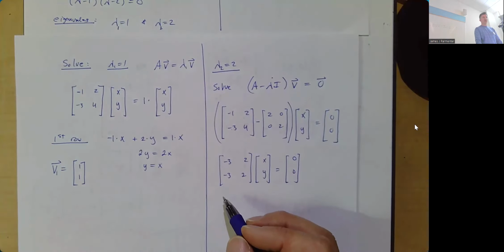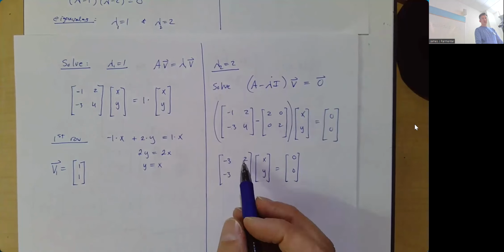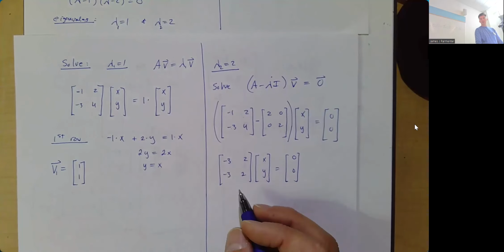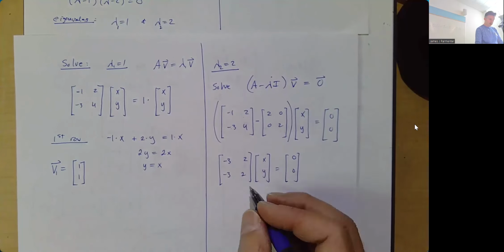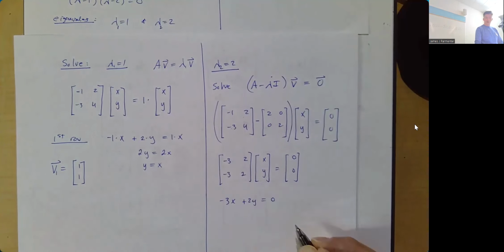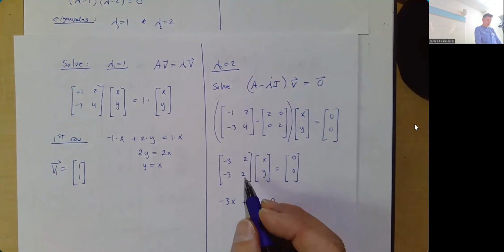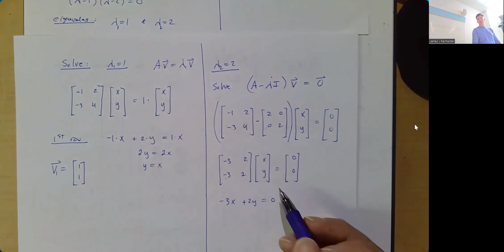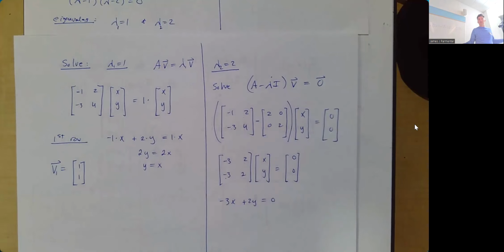So it's relatively obvious that no matter which row you use, you're still going to get the same equation. Whether I use the first row and get -3 times x plus 2 times y equal to 0, or I use the second row, -3 times x plus 2 times y equal to 0. Either way, it's the same equation. Either I'm going to solve for y.